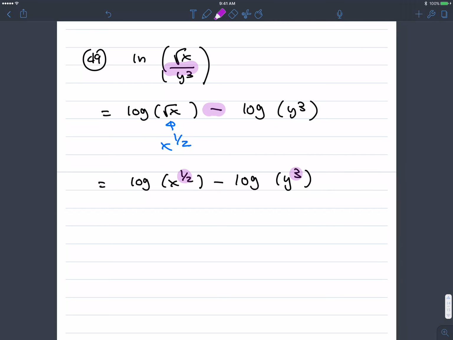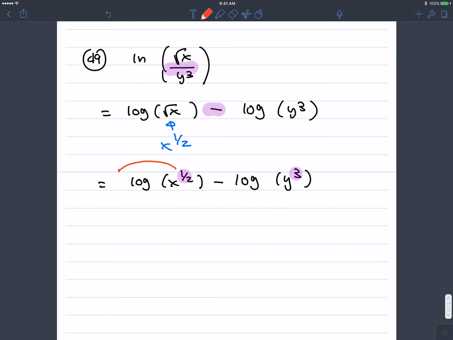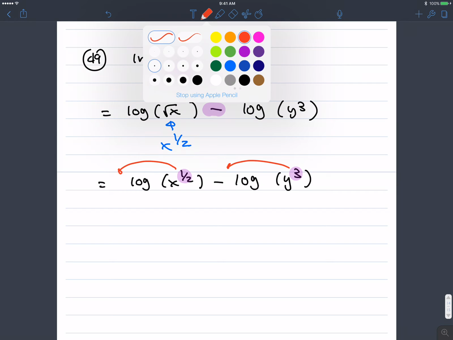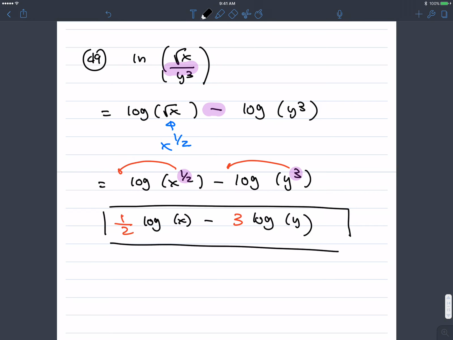The power here is 1/2 and the power here is 3, so I am free to pull those constants out. You'll still have 1/2 here, and you'll still have 3, but this will now be log of x minus log of y. And that's 49.